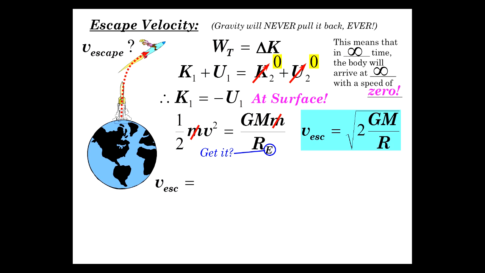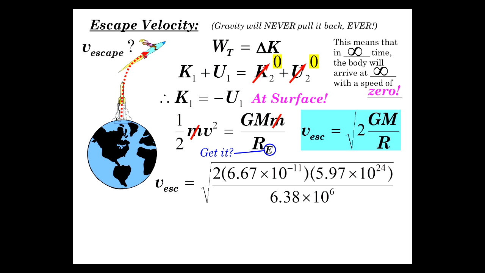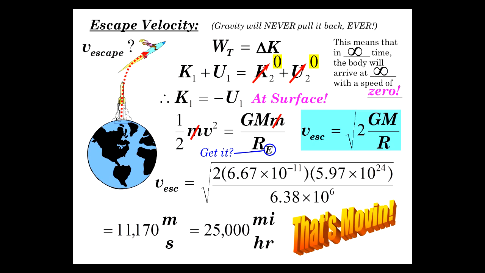Now let's see what that actually is. In this case, we have square root of 2 times the universal gravitation constant, mass of the Earth, radius of the Earth in meters, gives us 11,170 meters per second, which is 25,000 miles an hour. So that's a really good clip, very fast speed. That will enable the rocket to escape forever from the Earth.